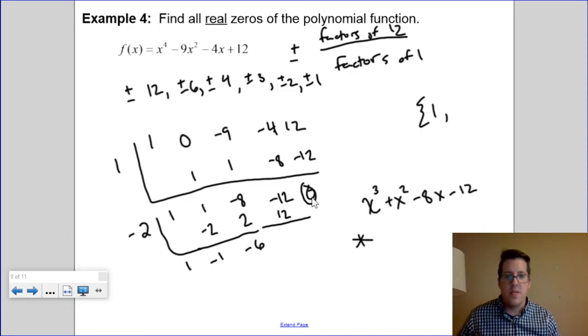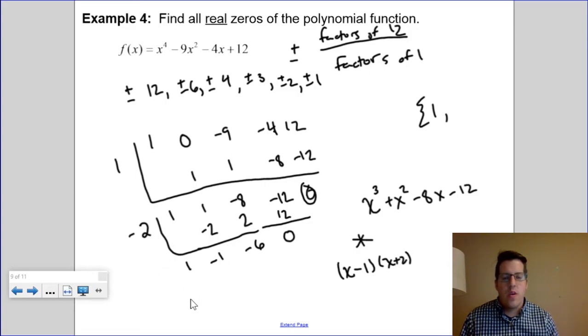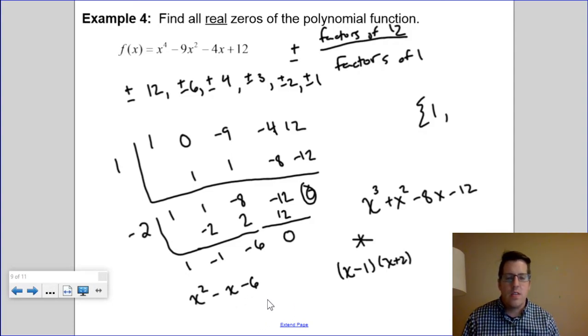Sorry, I had to clean that up a little. Now, as you can see, when you plug in negative 2, it works. So what we have found is that so far we have factored x minus 1 and x plus 2 out. And we are left with x squared minus x minus 6. Now that's a quadratic, so I can just factor that. And I get x minus 3 times x plus 2.